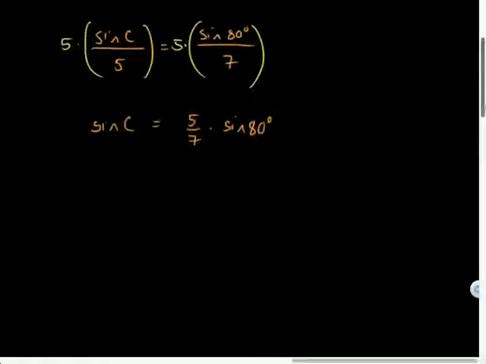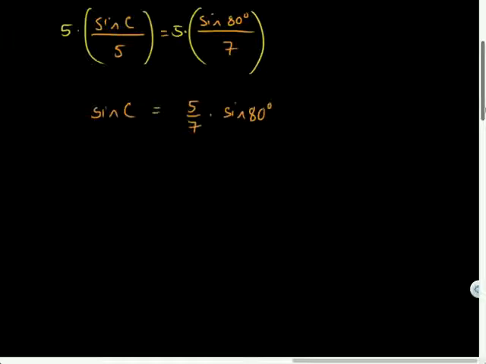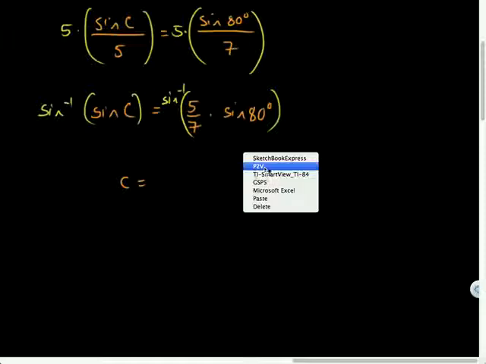And now here's the question. Let's see how well you know yesterday's skill. How do I get C by itself? Inverse. Sine inverse, both sides. So I get angle C is equal to the sine inverse of 5/7 times sine of 80 degrees. All right, so to plug that in my calculator, I'm going to have to be very particular.